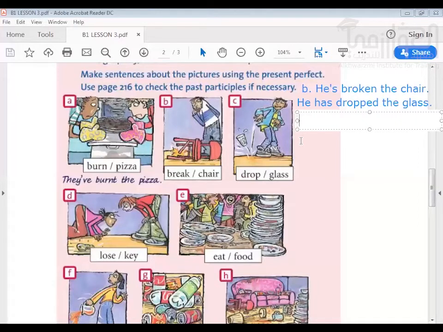Okay. And then we look at D. Let's look at D. D is what? There are two people, so let's use they. Okay, so they have lost the key. So they have lost the key. The verb 3 is lost. Okay, then now let's look at E.